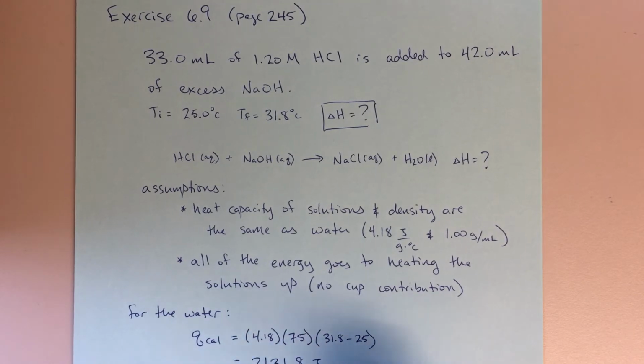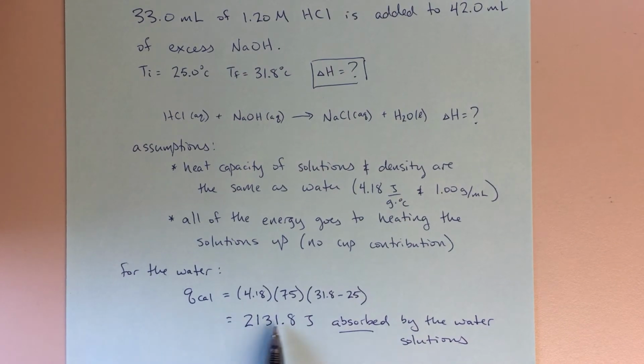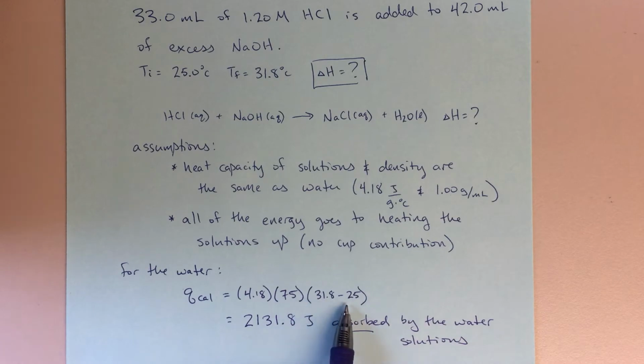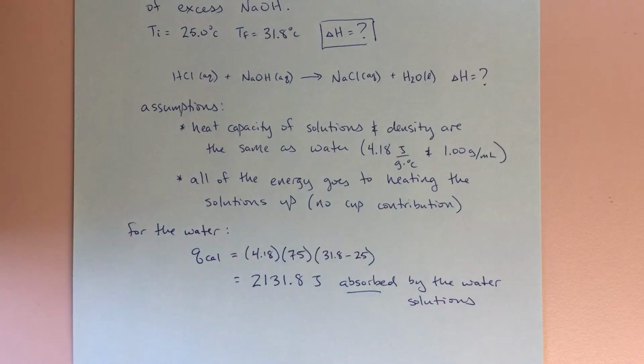2131.8 joules of energy. And this is going to be the energy that is absorbed by the water solutions. So this is a positive value, right? That tells us that this energy was absorbed by the solutions. The temperature went up, right? So we're putting energy in to absorb that energy, make that temperature go up.